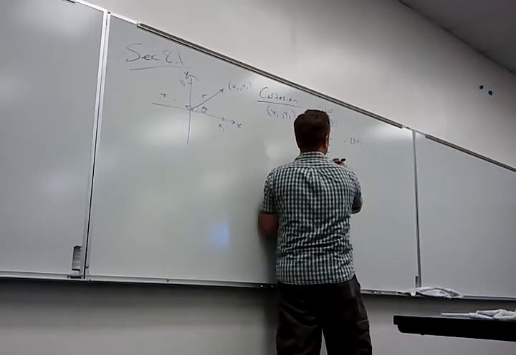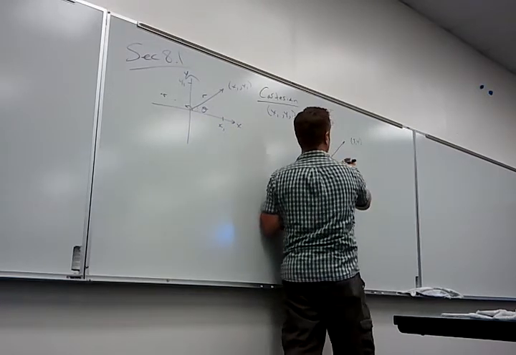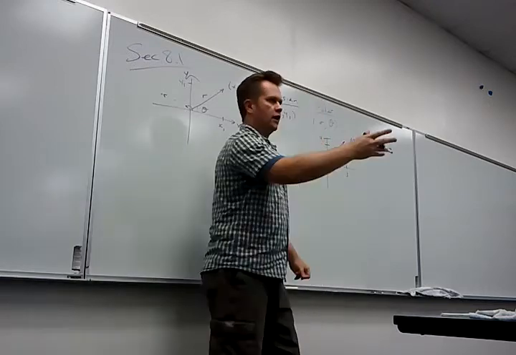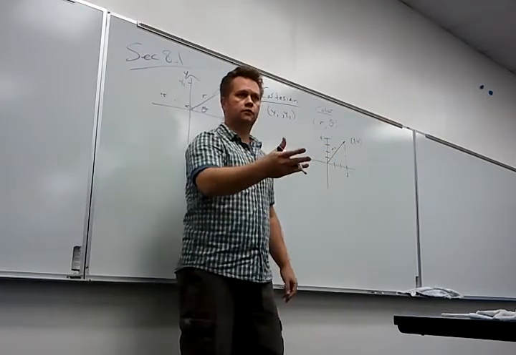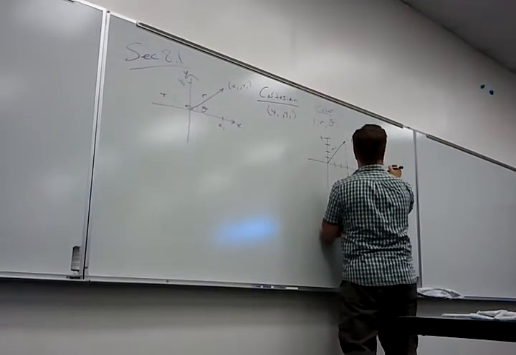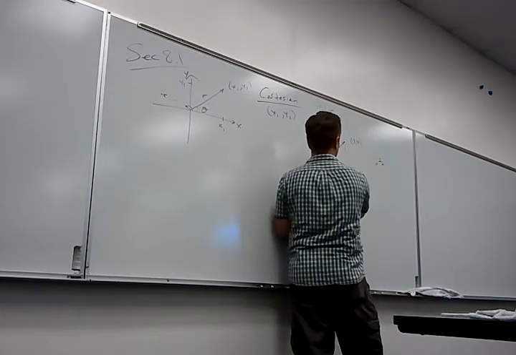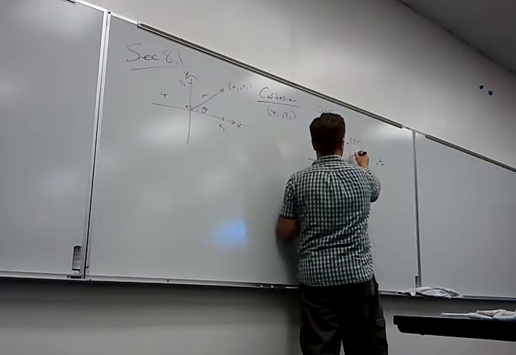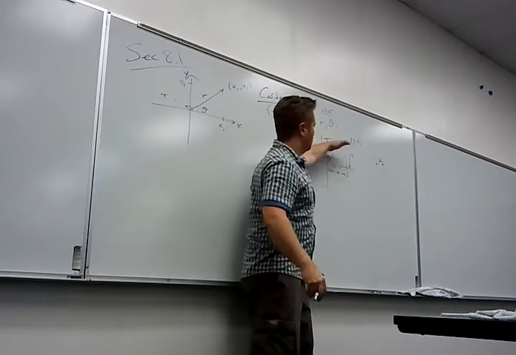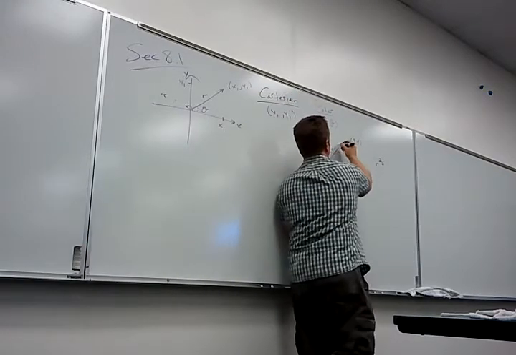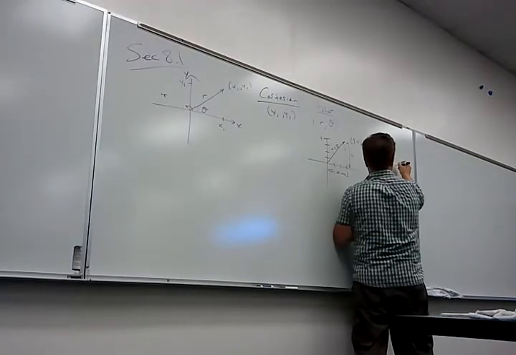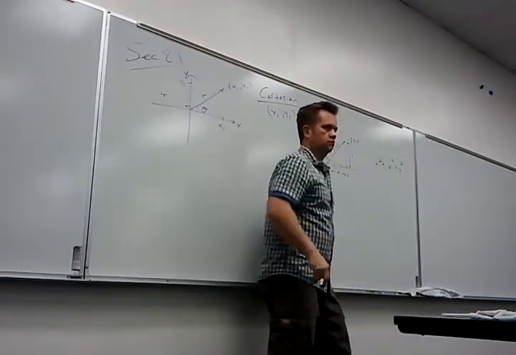Somebody help me out. What would this r be? Yeah, r would have to be 5. 3, 4, 5 triangle. So in general, what would r be? What's r squared in general then, related to x and y? How did you get 5? x squared plus y squared. So r squared is x squared plus y squared. Cool.